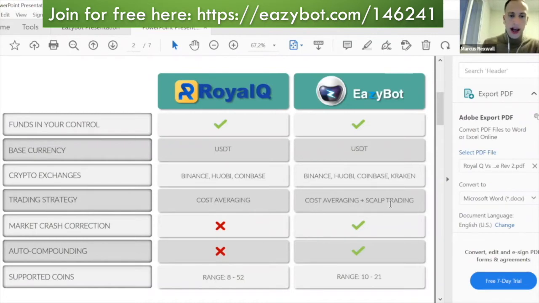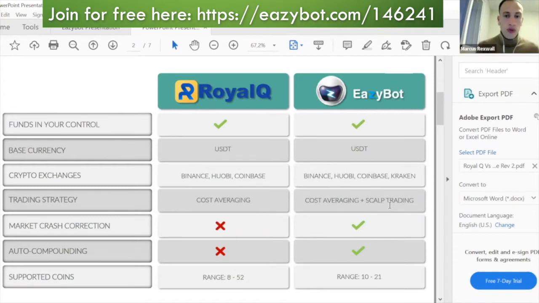The trading strategy used is cost averaging and spot trading, and here you have cost averaging and scalp trading. The difference is that when there's a bigger market swing, you get something called a market loss, when the value of the coins you've traded with goes down in value, and there's a discrepancy between the purchase price and the price now. So if you were to sell that coin at that time, you would have made a loss, right? Eazybot has a solution for that with the scalp trading.